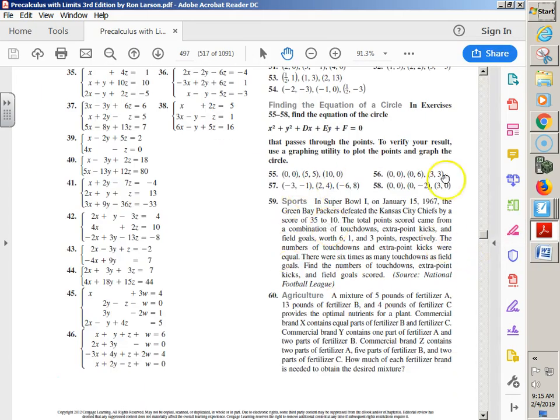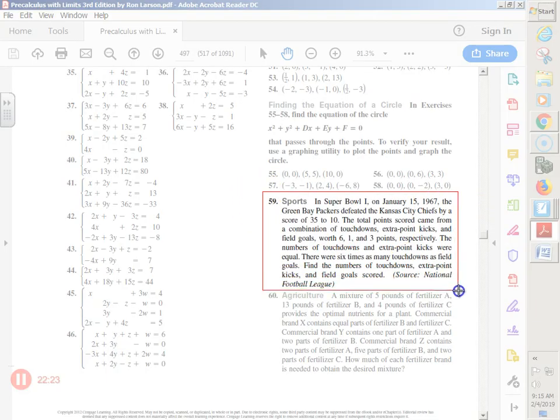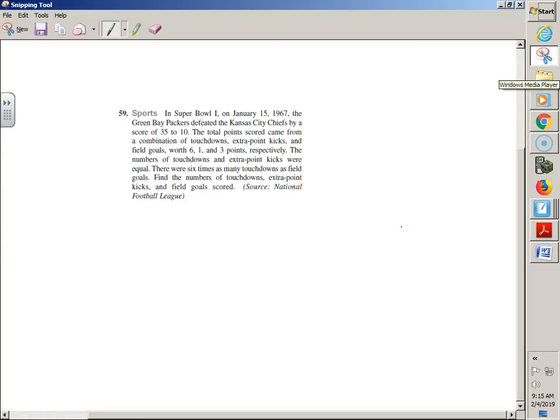Hey, look at this. The timing is a little bit ironic. Super Bowl. In Super Bowl I in 1967, the Green Bay Packers defeated the Kansas City Chiefs by a score of 35-10. Total points scored came from a combination of touchdowns, extra point kicks, and field goals worth 6 and 1 and 3 respectively. If you don't know anything about football, they're teaching you about it.